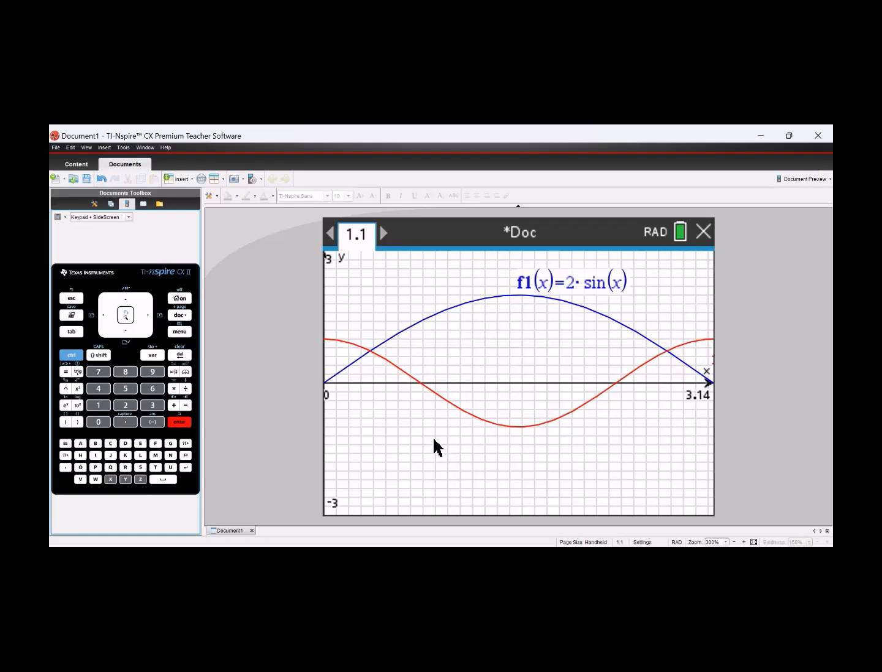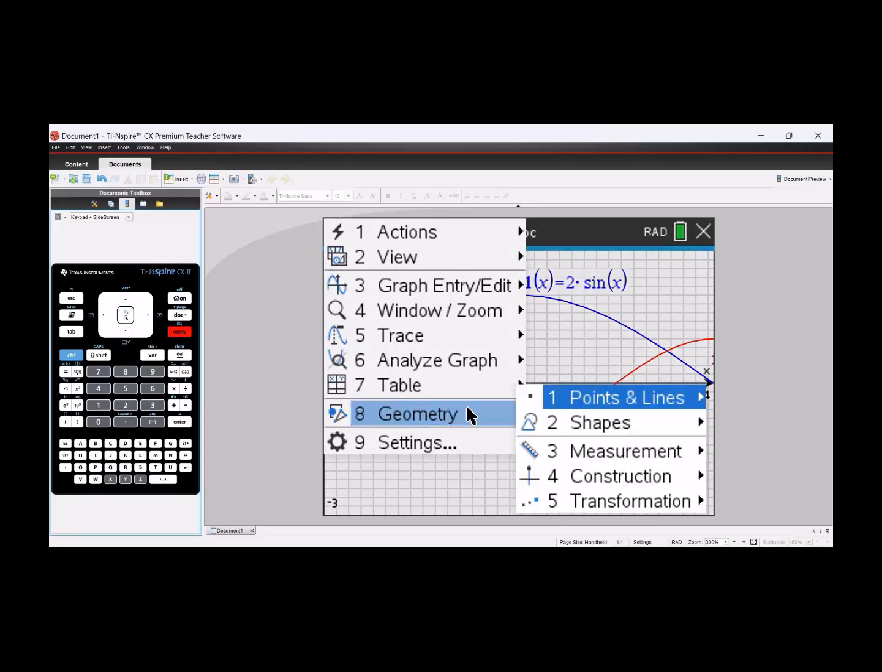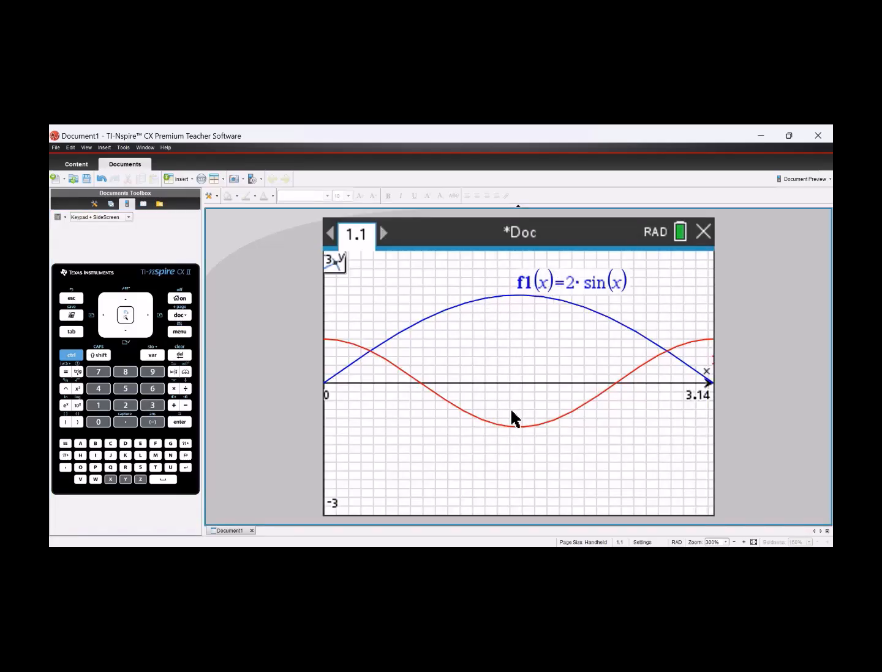Next thing up is we're going to find our points of intersection. I want to find them both at the same time, so I'm going to do menu, geometry, points and lines, intersection, click on F1, click on F2, escape to get out of it. I now have my 2 points, but notice these are decimals, and they're also not out to 3 decimal places.